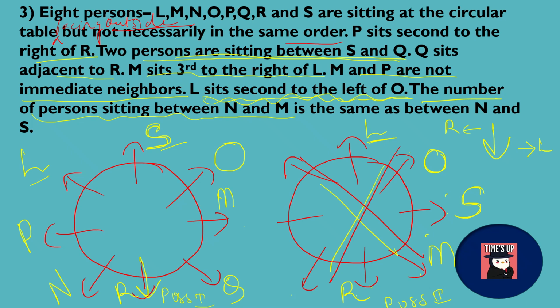is the same as the number of persons sitting between N and S. N and S. So N and S के बीच में भी कितने लोग हैं? दो लोग हैं. 2 persons are sitting between N and S. 2 persons are sitting between N and M. So this last condition, whatever statement they are saying, that is also satisfied. So here the possibility 1 becomes correct.